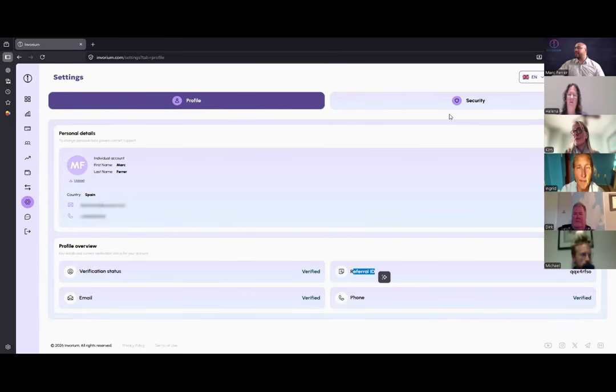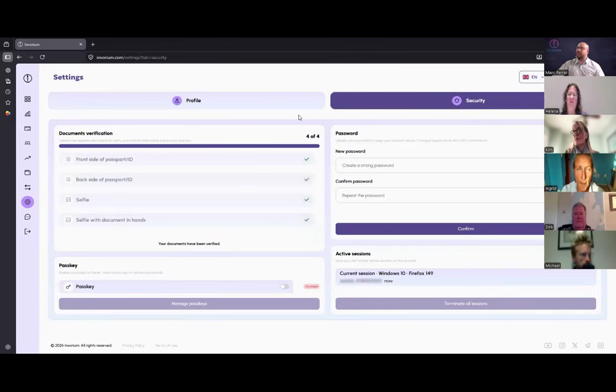Besides the profile settings, there is a separate tab here, security. It is for the passwords and additional levels of protection you can set up here so that your office remains your personal fortress. And let's look at how the digital armor of your office is structured. First, documents verification. This is the first and the main barrier of protection. Here, you go through the KYC procedure, confirming your identity through a passport or ID, and also a selfie.